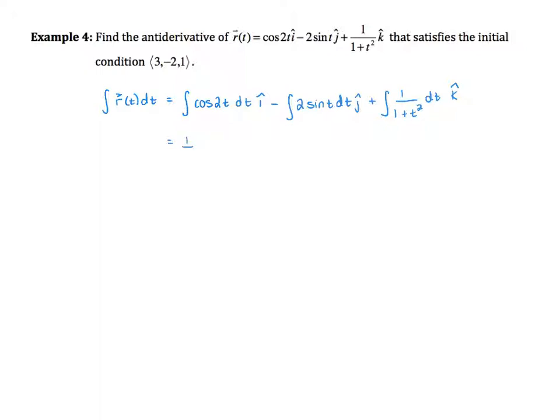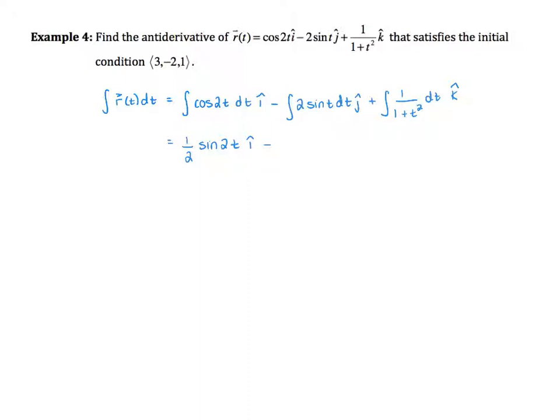So we'll say 1/2 sine 2t. And now here you have a choice. You can put in a constant of integration for this individual component, or you can put a constant vector at the end. All right, so I'm going to just proceed here, and I'll explain more about what that means.